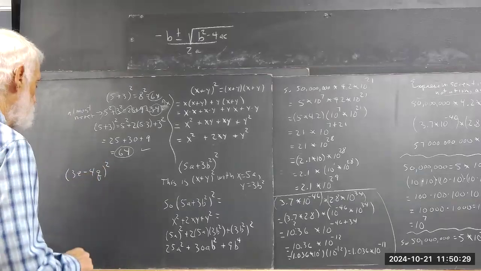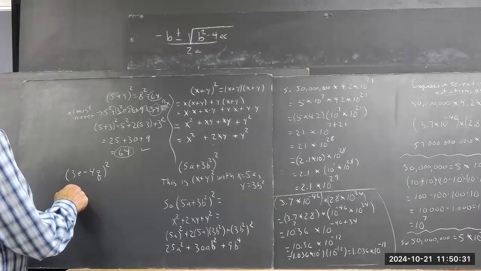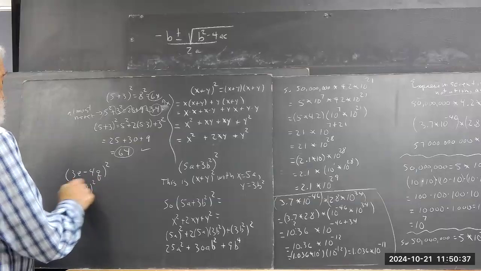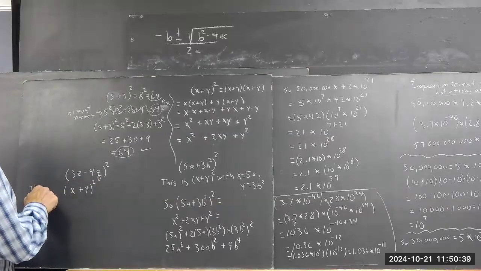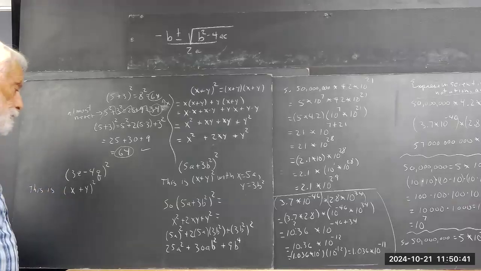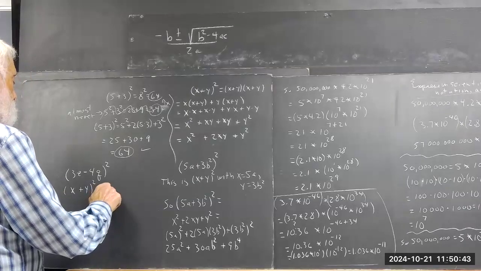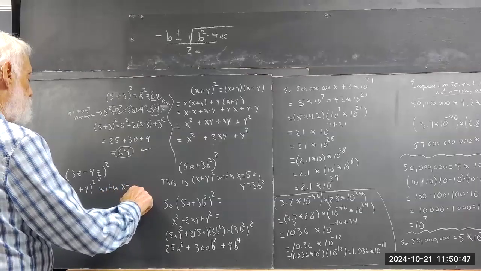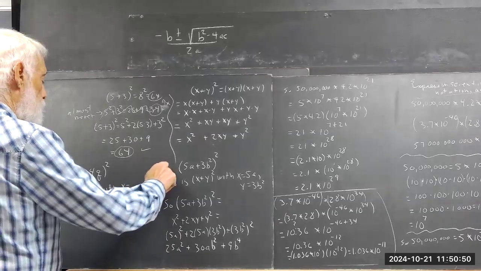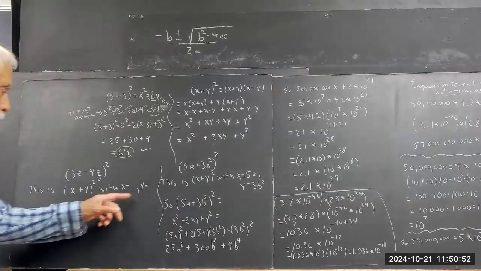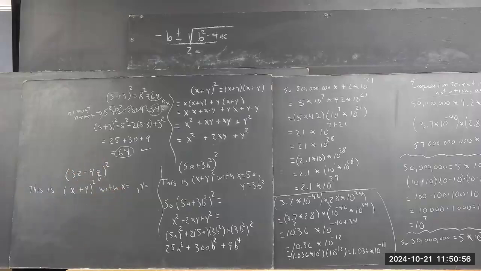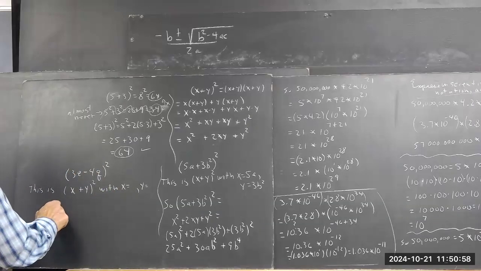Three z minus 4q squared. Now I want you to write out the step, including all my words: this is x plus y squared with x equal and y equal. Express what x is, express what y is, and then continue.